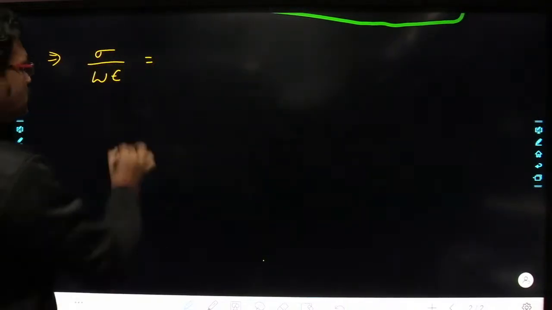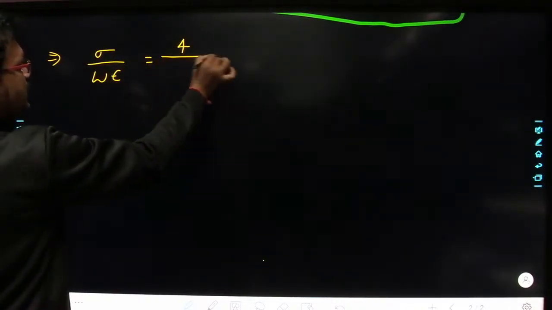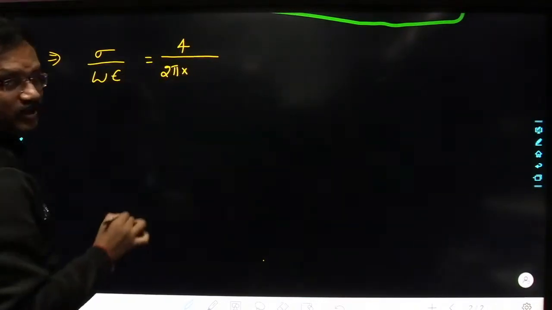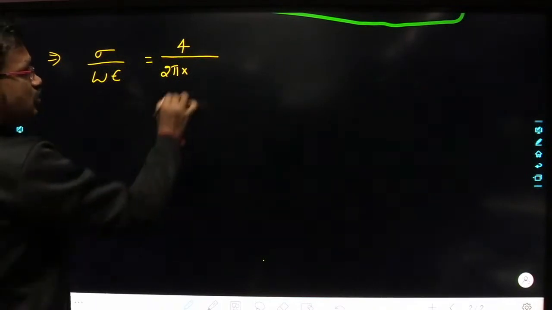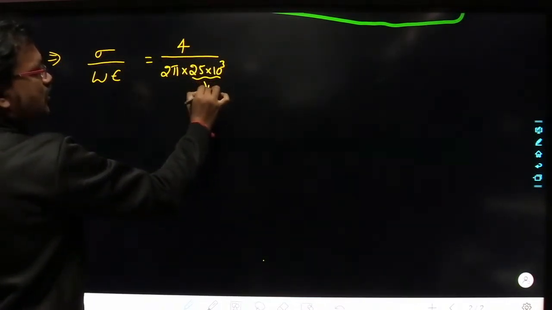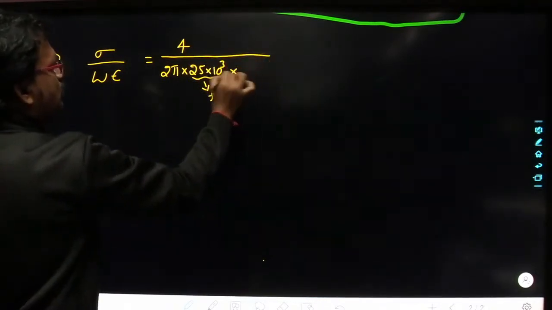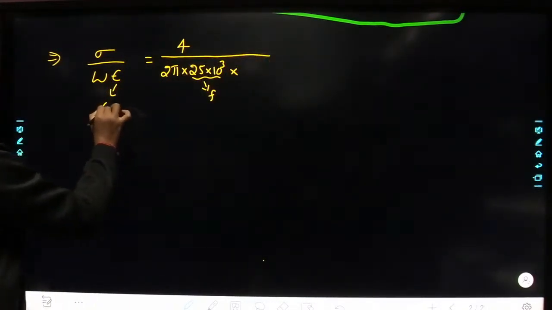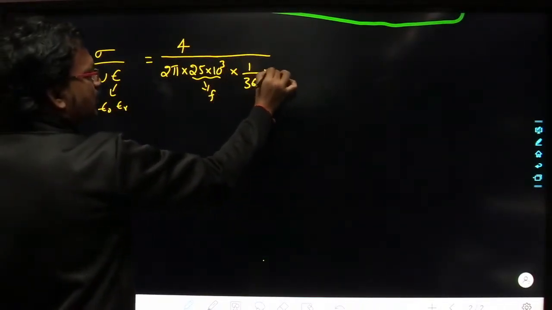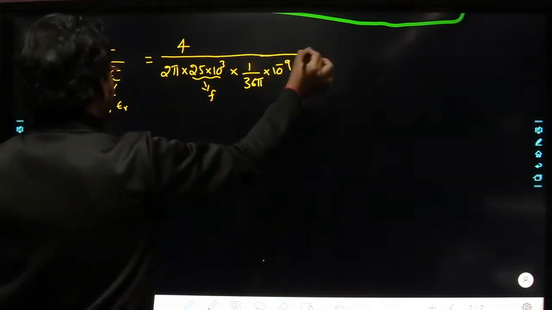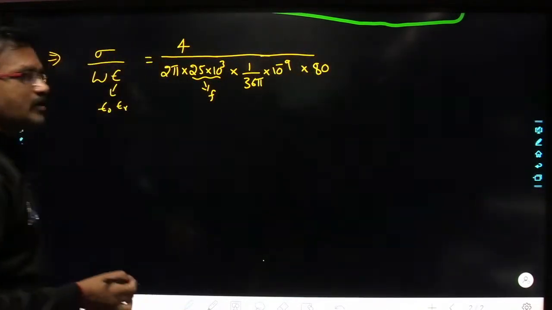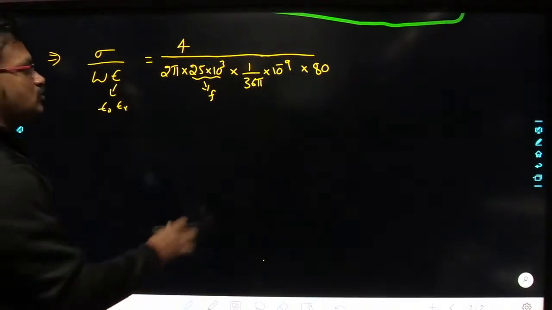So what is sigma by omega epsilon ratio? This is equal to sigma value 4 Siemens per meter divided by omega, which is nothing but 2 pi into f. F value is how much here? 25 kilohertz, so 25 into 10 power 3. Into epsilon, which is nothing but epsilon naught into epsilon r. Epsilon naught value is 1 by 36 pi into 10 to the power of minus 9. Epsilon r value is 8. Okay, so now what are you going to get?